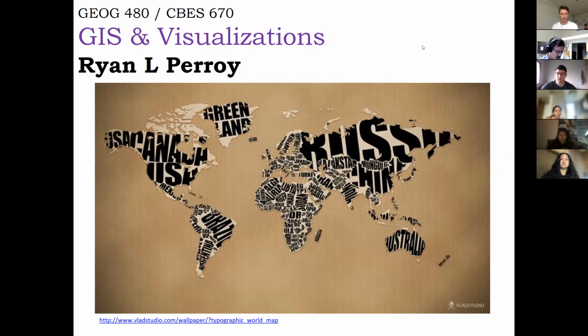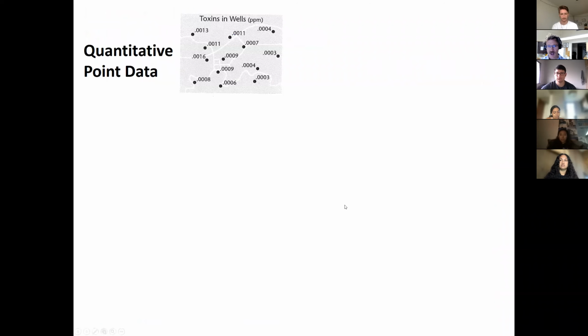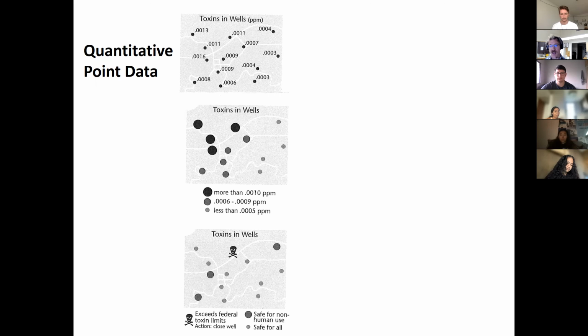So we're going to be picking up where Emma left off to some degree. What I'm showing you guys right here is some quantitative point data, right? So you can imagine that these points are representing wells for drinking water, and those numbers are toxins in the wells measured in ppm, which are parts per million. And so the information is there, right? I would argue that it's maybe not the best way to convey this information through those text labels.